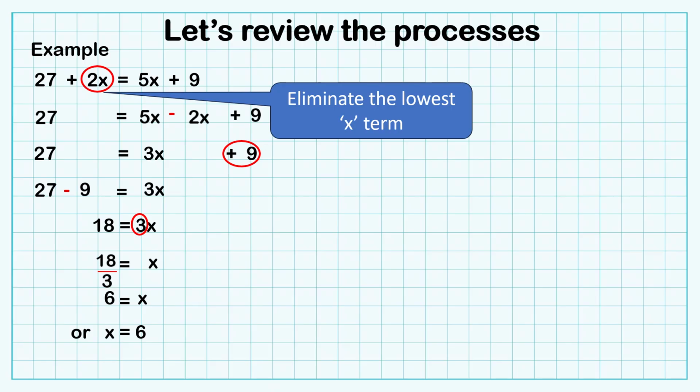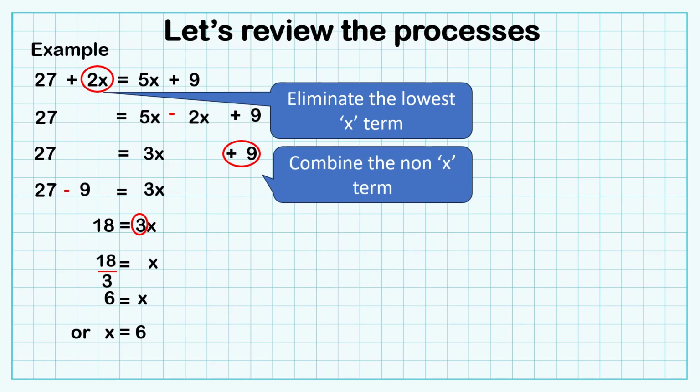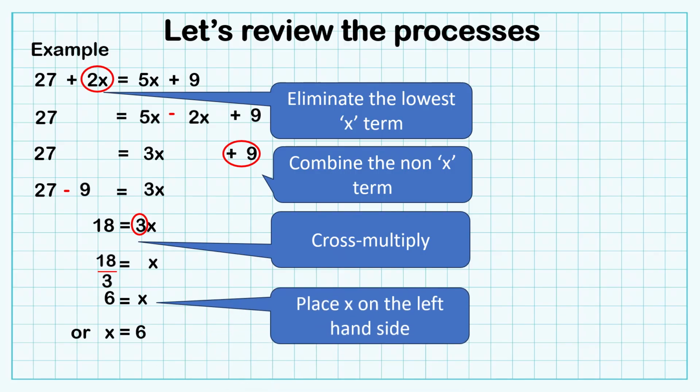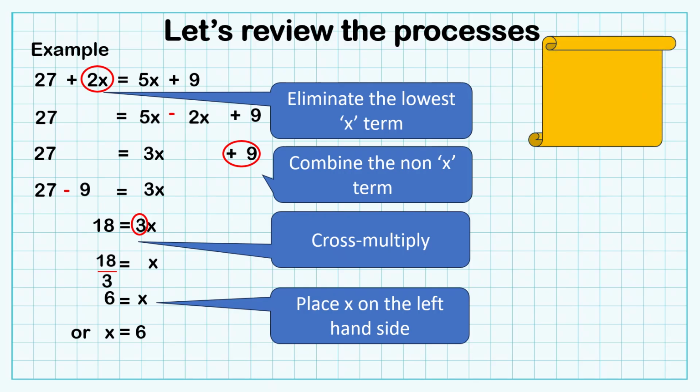Okay, so these are the processes. Eliminate the lowest x term, then we move 9 onto the left hand side so that it goes to the non-x term. We cross multiply the 3 to remove the 3 from x, and finally we put x on the left hand side so that we give the answer with x as being equal to 6 in that case.